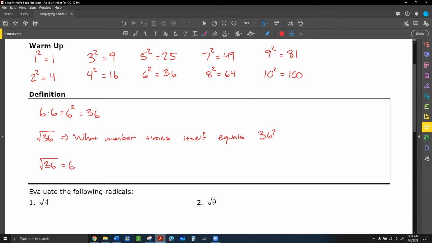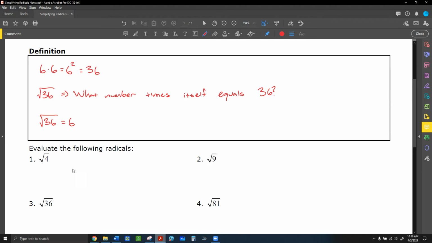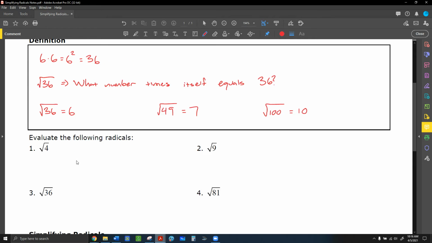It's like working in the opposite direction. If we're saying 6 squared is 36, we're going in the opposite direction now, and we're saying the square root of 36 is equal to 6. What number times itself is equal to that number inside the square root? Another example, if I were to say the square root of 49, what number times itself is 49? The answer to that is 7. Or say the square root of 100, what number times itself gives you 100? The answer is 10.